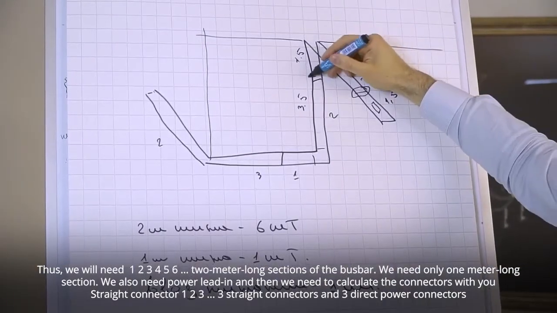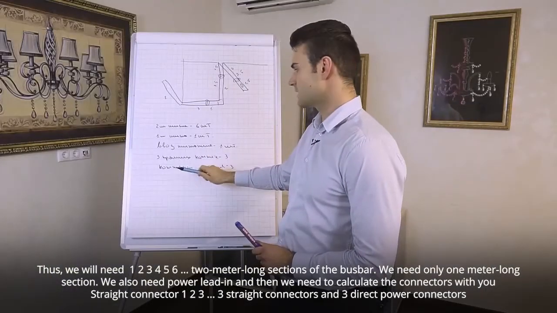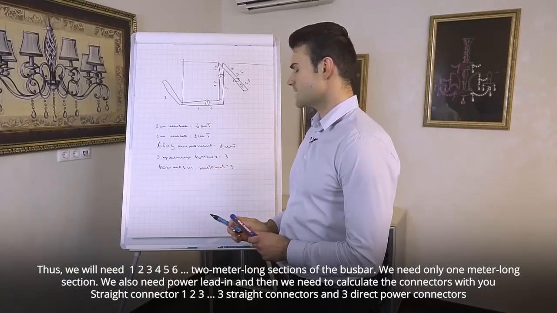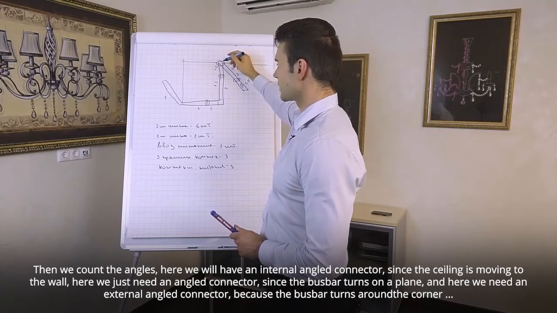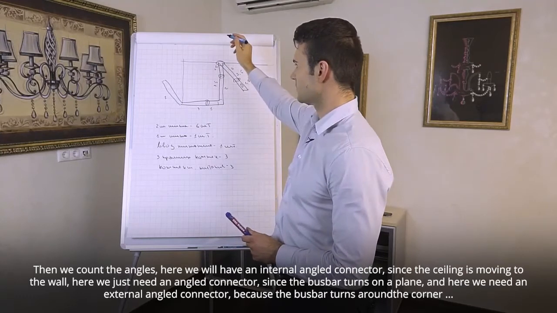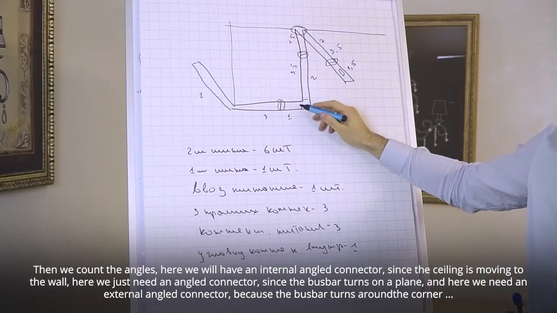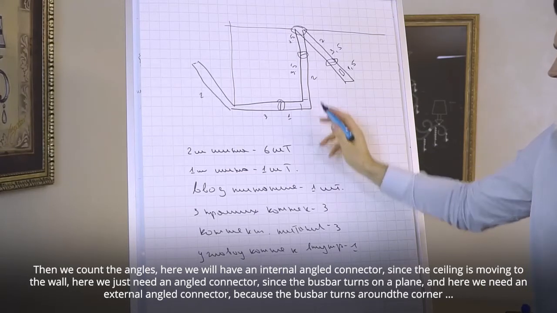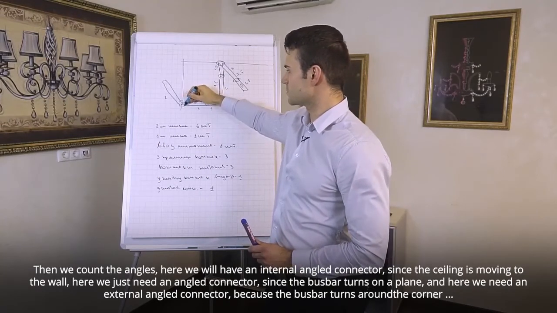Straight connector 1, 2, 3: 3 straight connectors and 3 direct power connectors. Then we count the angles. Here we will have an internal angled connector, since the ceiling is moving to the wall. Here we just need an angled connector, since the bus bar turns on a plane. And here we need an external angled connector, because the bus bar turns around the corner.